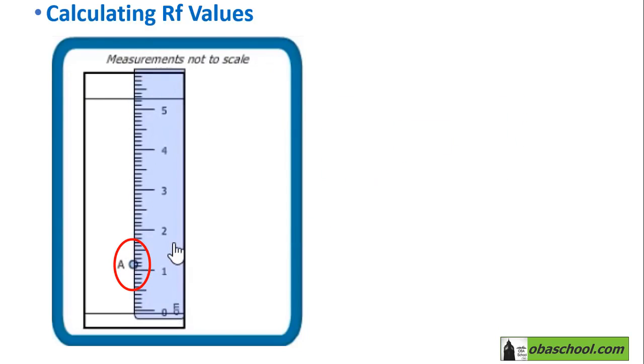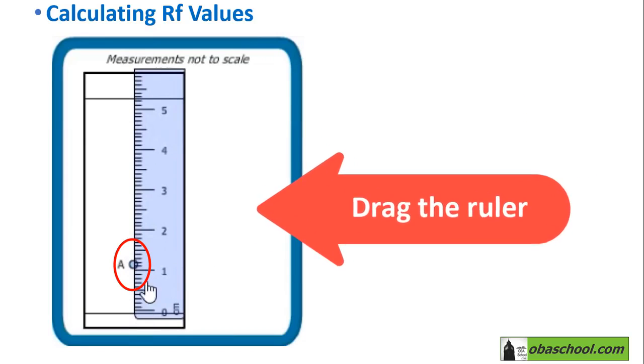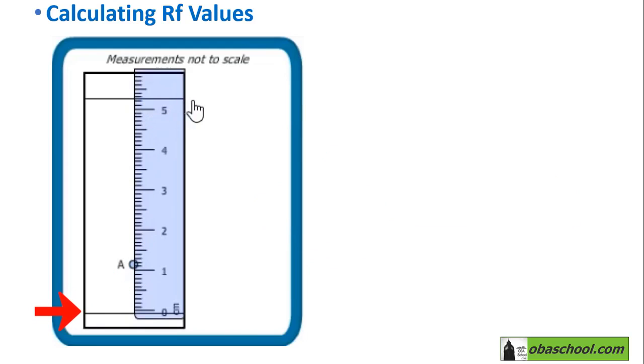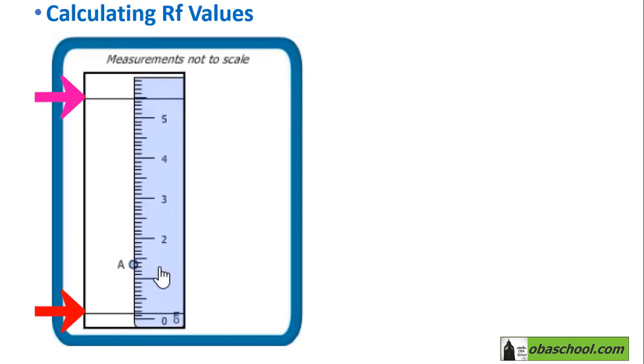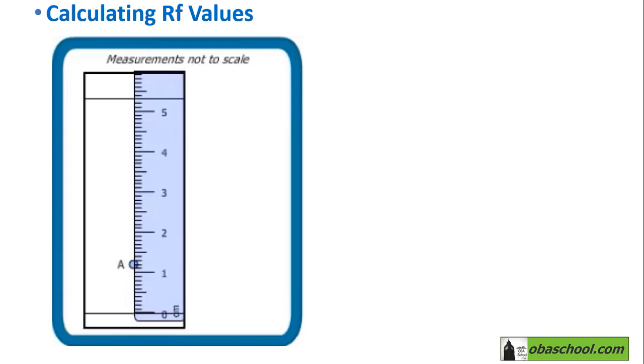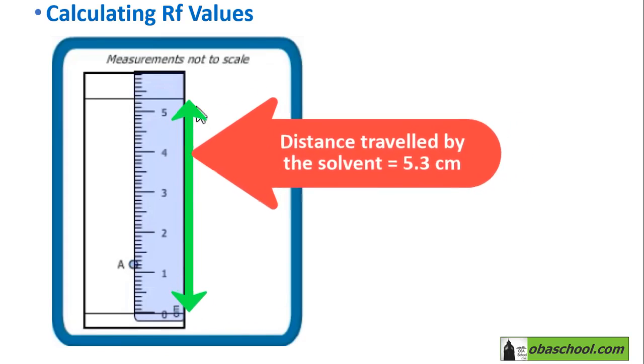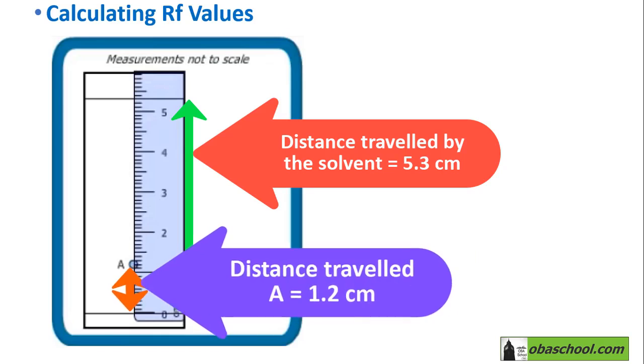What I have to do is drag the ruler and put the 0 on the line that we drew at the bottom, and the other side of the ruler should reach the upper line we have on top. After that, we need to read the values of the distance traveled by the solvent and the distance traveled by the point A. So first, we measure the distance traveled by the solvent, and in this case, it is 5.3, and the distance traveled by the point A is 1.2 centimeter.